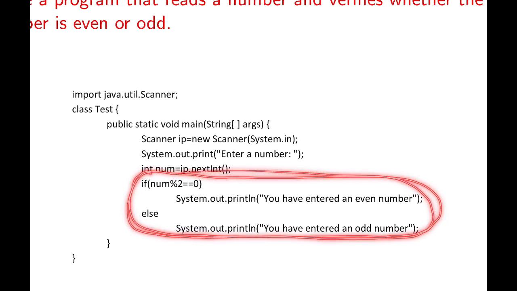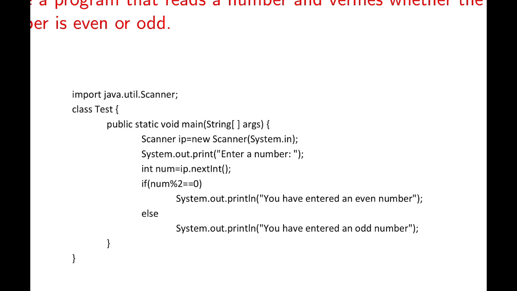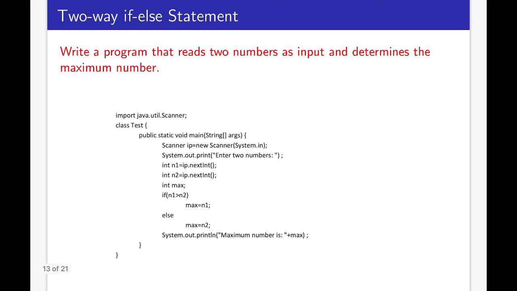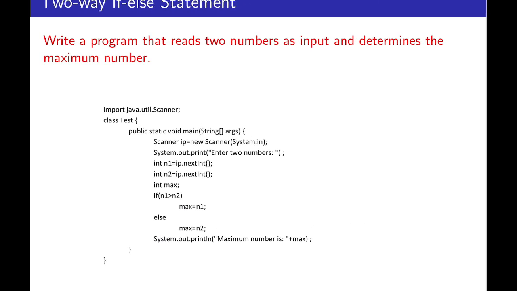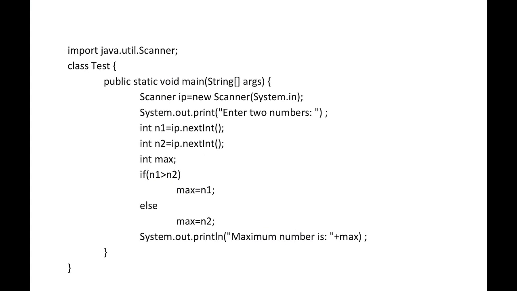So we will see one more program by using this if else. And the program is like this: write a program that reads two numbers as input and determines the maximum number. So here you can see the complete program. System.out.print enter two numbers, it is going to display enter two numbers on the screen. Then int n1 equal to ip.nextInt, int n2 equal to ip.nextInt. So these two lines receive two integer values from the user, n1 and n2.